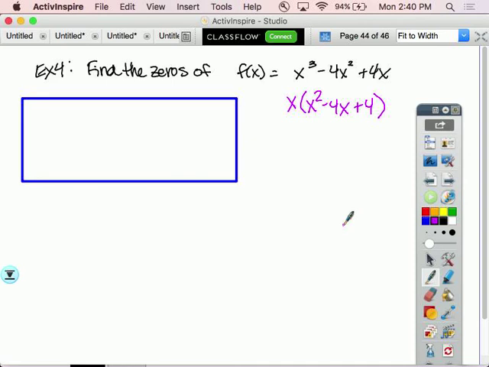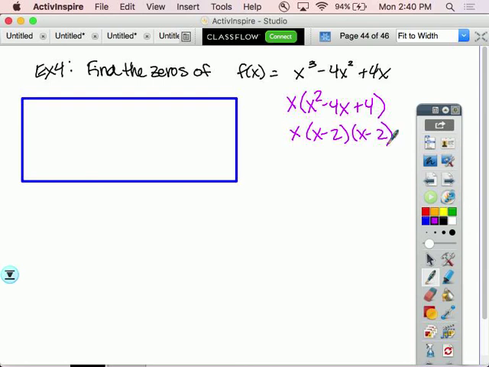Yes, this is x to the third minus 4x squared plus 4x. Then we factored out a GCF of x to get x squared minus 4x plus 4. Now what do we do when we have this? We need to factor. What multiplies to positive 4 that adds to negative 4? Negative 4, negative 1 multiply to positive 4, but they add to negative 5. Negative 2, negative 2. So this will be x minus 2, x minus 2.